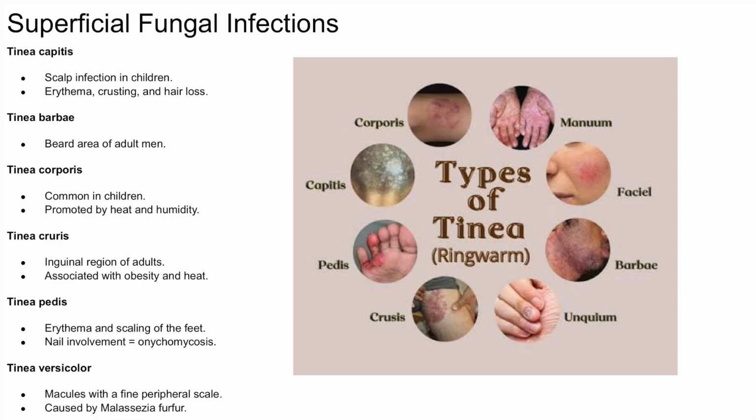So tinea pedis produces scaling and erythema of the feet, while nail involvement is called tinea unguium or onychomycosis. And then tinea versicolor is different because it is caused by the yeast Malassezia rather than a dermatophyte. So it produces finely scaling hypo or hyperpigmented macules, usually on the upper trunk.